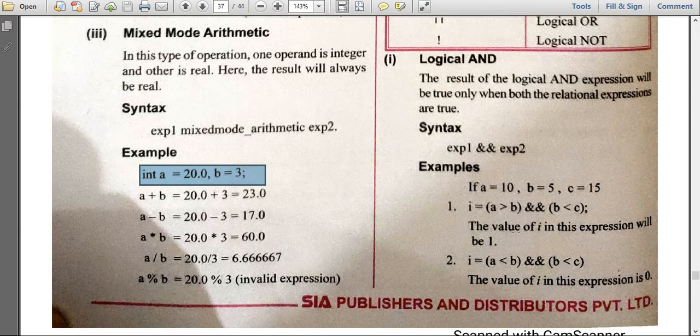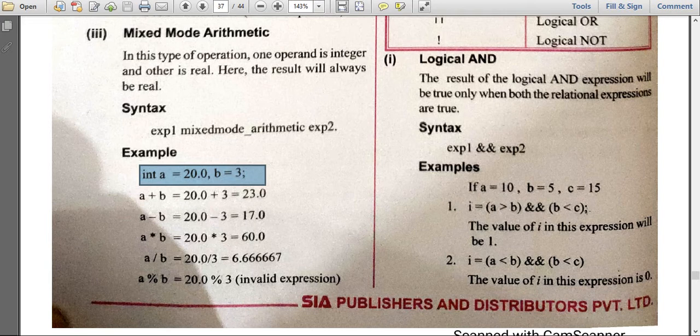For example, if I have taken A value as 10, B value as 5 and C value as 15. Here I am writing a condition: A greater than B and B less than C. So it has to satisfy both the conditions. Is it satisfying? A value is 10 and B value is 5. 10 greater than 5, no. So the first condition is failed. Second condition, B less than C, 5 less than 15, satisfied, but it has to satisfy both. The value of I in this expression will be 0, that is false.